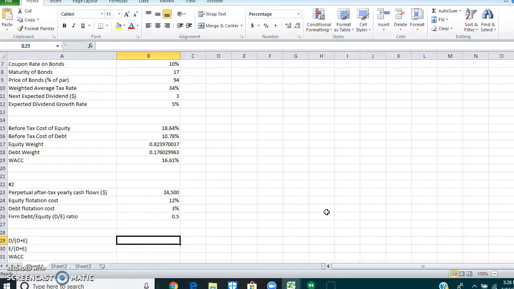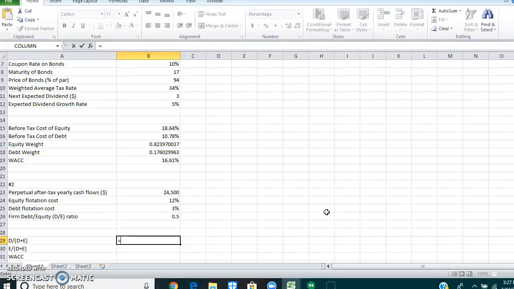So let's do this one. This is obviously a bit more simple since we have fewer variables to consider. So D divided by D plus E is the firm's debt to equity ratio divided by 1 plus the firm's debt to equity ratio. So what does that look like? It looks like equal sign, because we're having Excel do math for us.